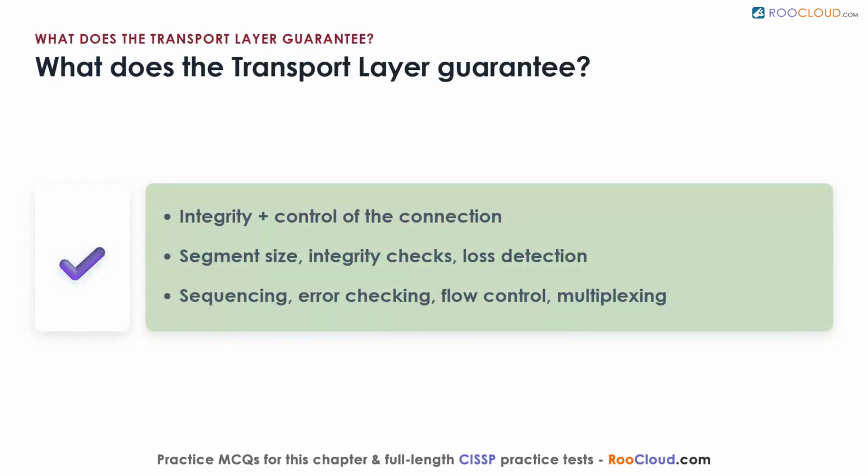What does the transport layer guarantee? It manages the integrity and control of the connection. It establishes a logical link between two nodes and defines the rules of the session, how big each segment can be, how integrity is checked, and how lost data is spotted. It handles sequencing, error checking, flow control, and multiplexing. Think of it as a shipping manager who numbers every carton, confirms each arrives, and reorders whatever went missing. Its main occupants are the reliable transport protocol, its lightweight, connectionless cousin, and transport layer security.